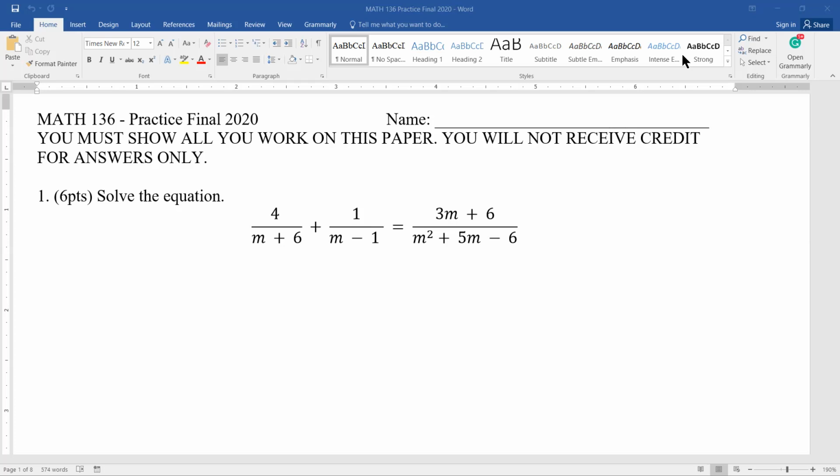Subtract 3m from both sides and subtract 2 from both sides. That'll give me 2m equals 4. Divide both sides by 2 to get an answer of m equals 2.